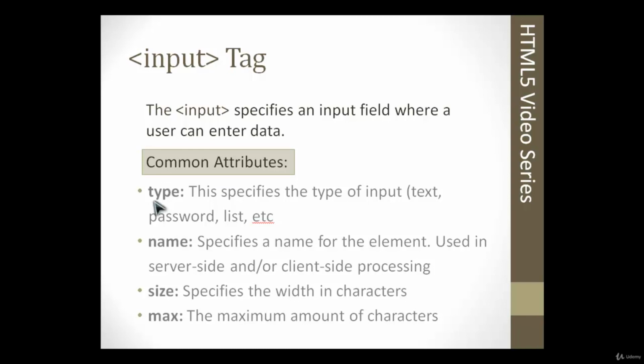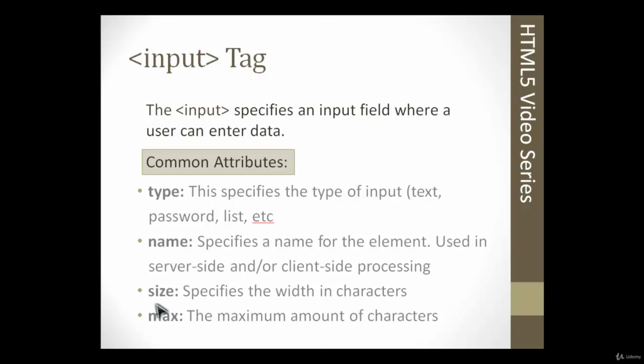The next attribute we have here is one that would be used if the form was going to be processed somewhere else with PHP. It would have a name, and that name is used to identify the element in the script that it's processed in. So it can also be used with JavaScript validation.